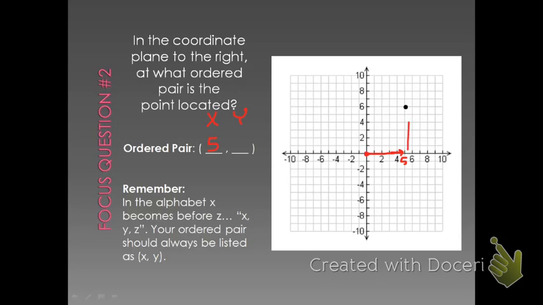Then you'll count up. The point lies on the 6. So 5, 6 is its ordered pair. Remember, in the alphabet, x comes before y or z or whatever, so your ordered pair should always be listed as x, y.